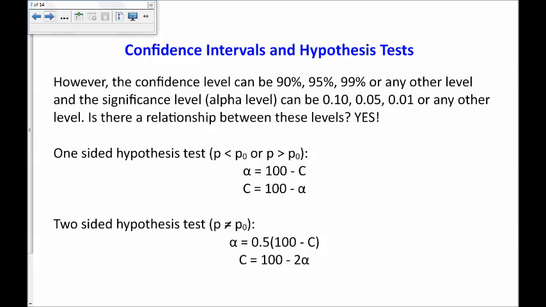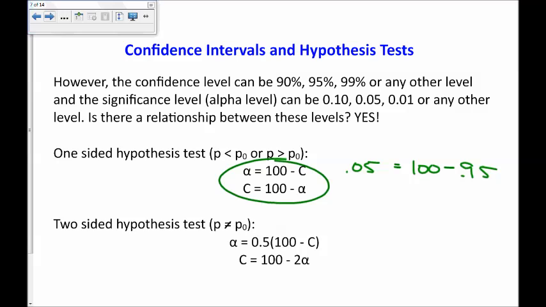A one-sided hypothesis test, where p is less than some hypothesized value or p is greater than some hypothesized value, is the same as alpha equaling 100 minus the confidence level. So for example, if alpha is 0.05, that's the same as a confidence level of 95. Or an alpha level of 0.01 is the same as a 99% confidence level. That's a pretty simple relationship.